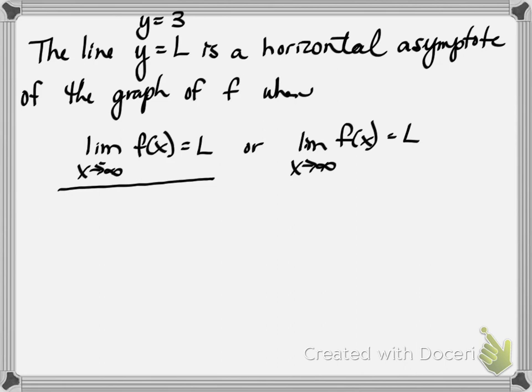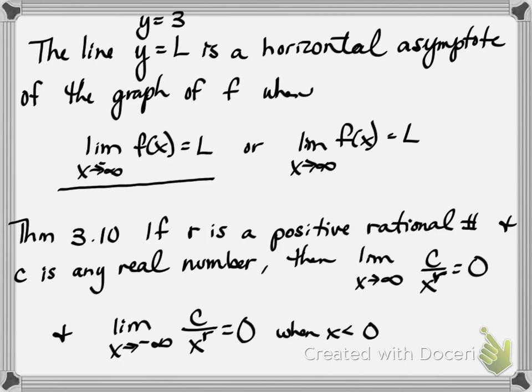And then this next theorem says if r is a positive rational number, any number that can be written as a ratio, something over something, and c is any real number, then the limit as x approaches infinity of c over x to the r is 0. Or if x is negative, the limit as x approaches negative infinity of c over x to the r is 0.